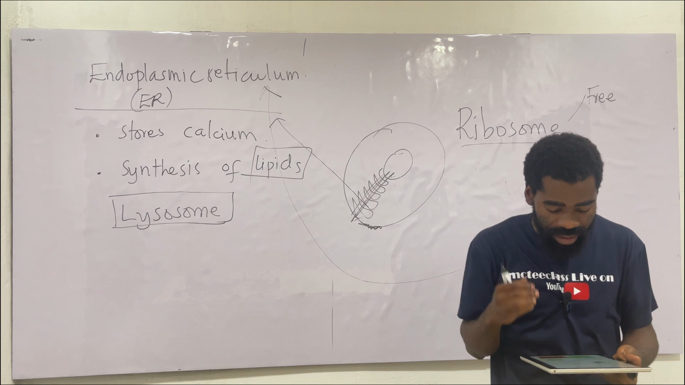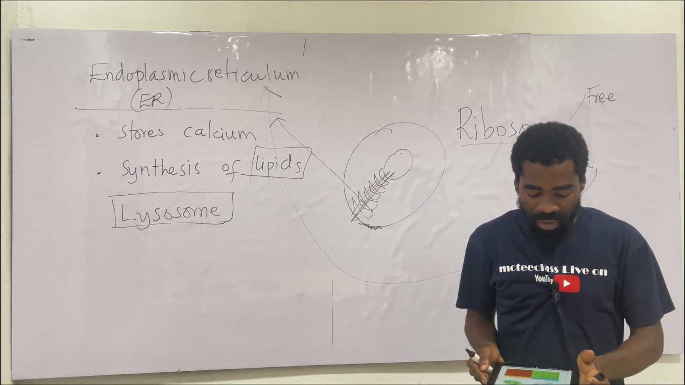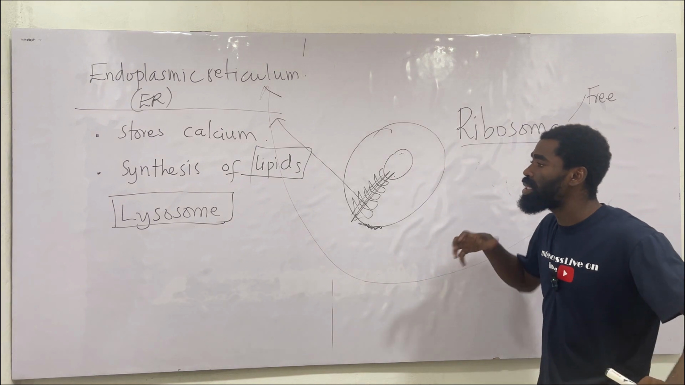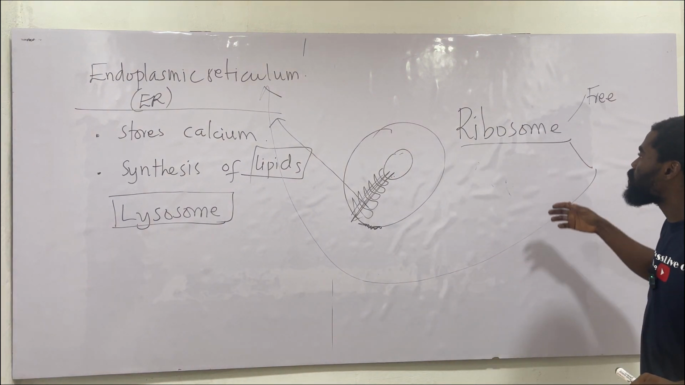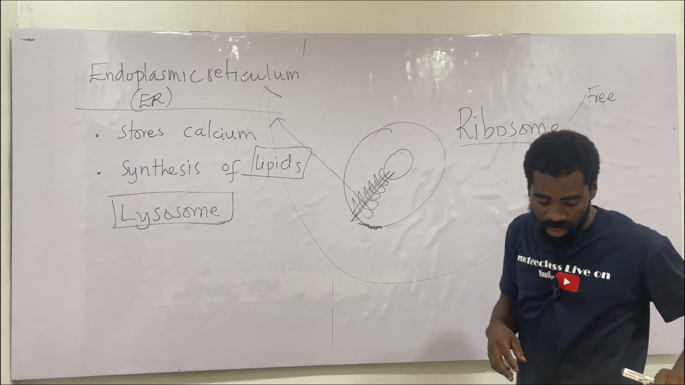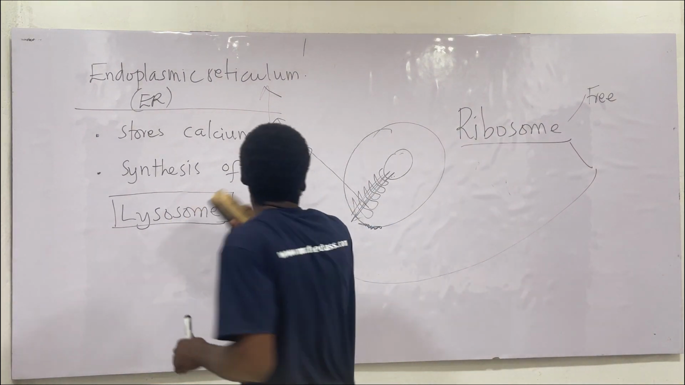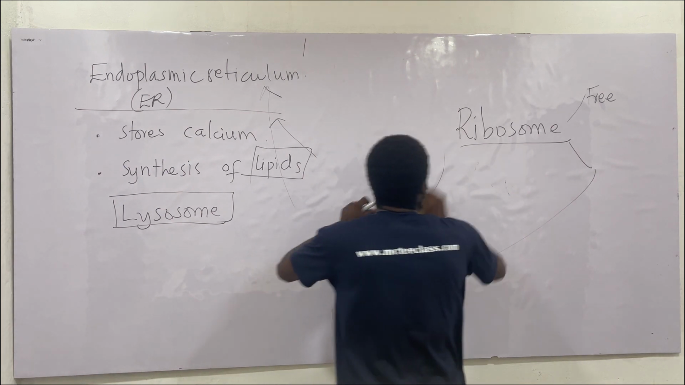Hope you are getting what I'm saying. Good. That's very important. So for ribosome, what are they doing? They are the site for our protein synthesis. The protein the cell needs is made at the ribosome. Very, very easy. Now the last organelle we'll look at is the chloroplast.